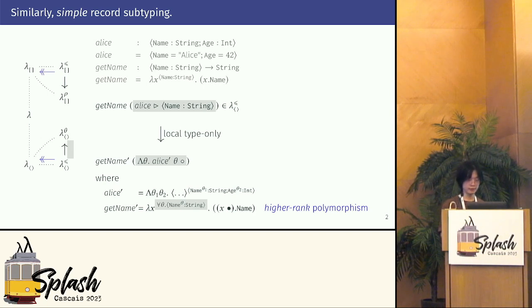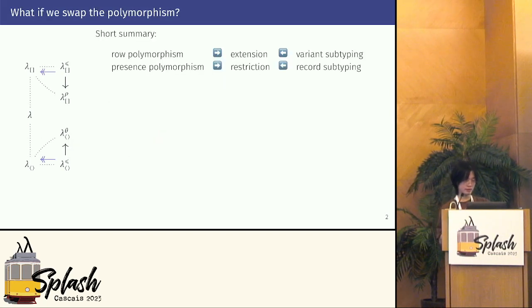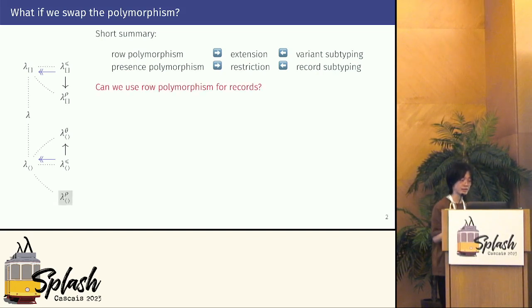Yes, so far so good. We have used the row polymorphism to simulate variant subtyping because they both allow some form of extension. And we have used presence polymorphism to simulate record subtyping because they both allow some form of restriction. The natural question is, can we swap them? Can we use row polymorphism to simulate record subtyping?